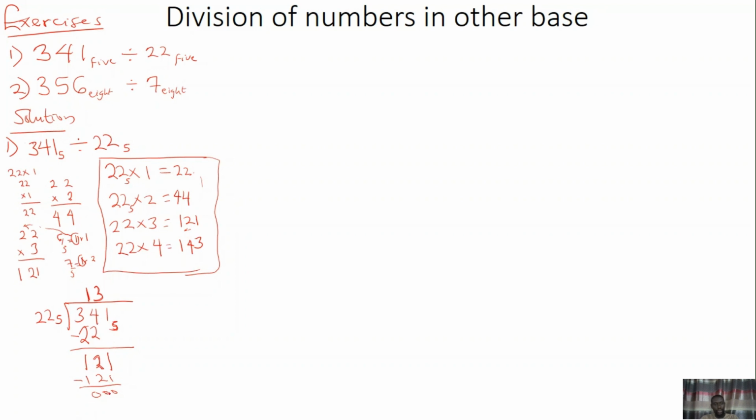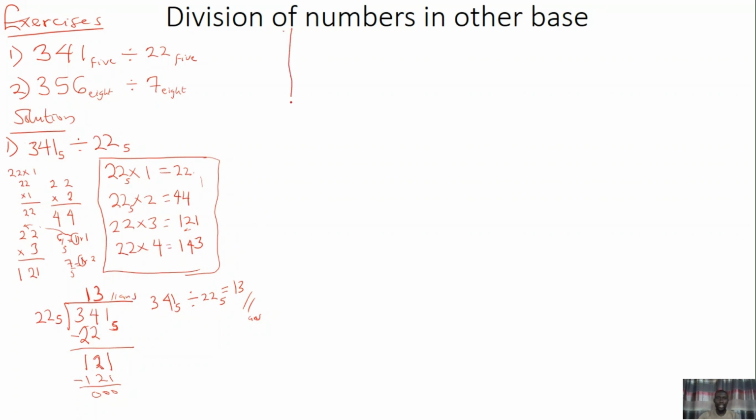So now, therefore, it means that 341 in base 5 divided by 22 in base 5 is equals to 13. And this is our final answer. Okay, this is our final answer.